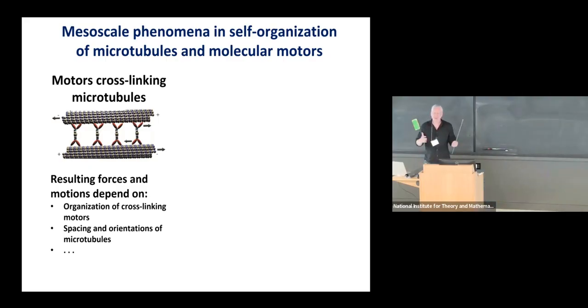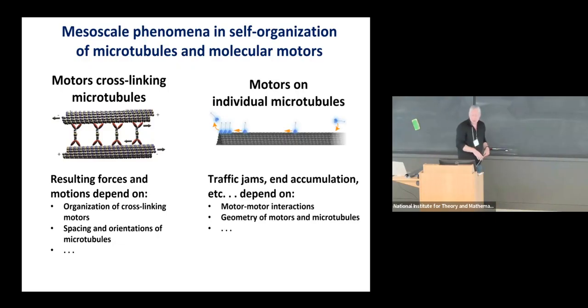Maybe if you have two microtubules aligned with each other, only motors on one protofilament of the microtubule can cross-link to another particular protofilament, or maybe they can do all sorts of angles and orientations, and that has large implications. Similarly, with motors on individual microtubules, phenomena like traffic jams and end accumulation can, in theory, depend on details of how motors interact with each other, and the geometry of motor and microtubule interactions. And again, a lot of that we don't understand in situ.